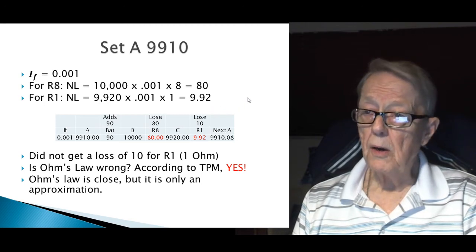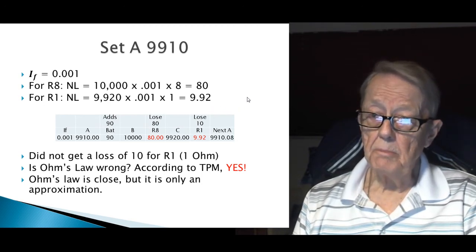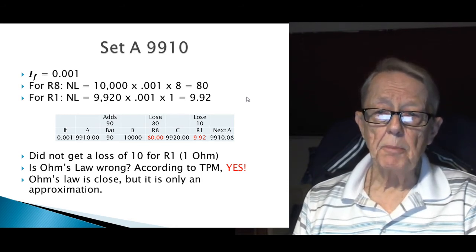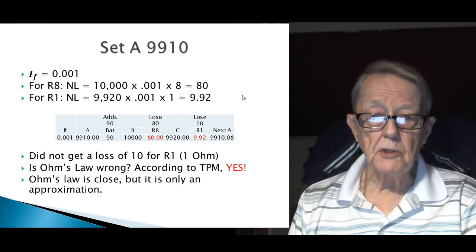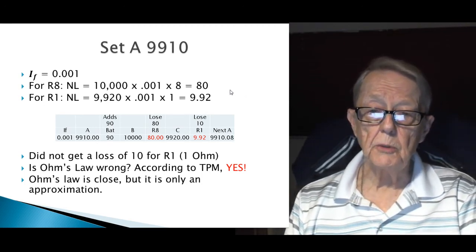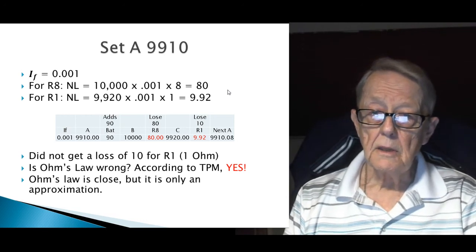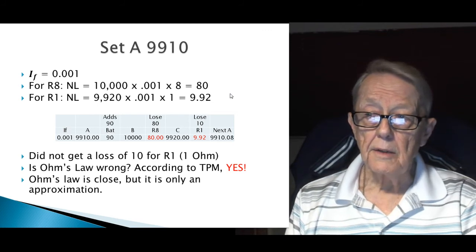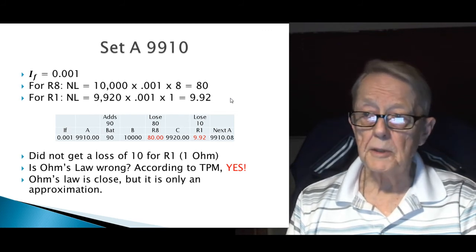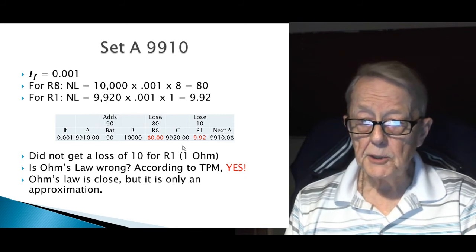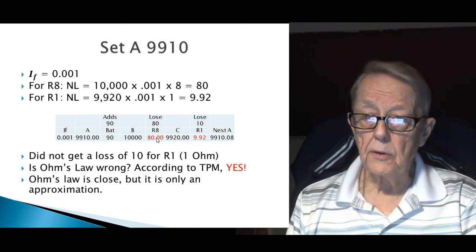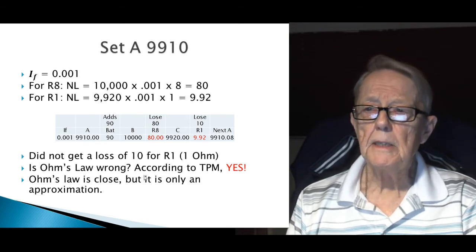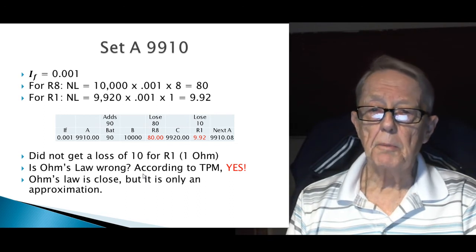Is Ohm's law wrong, according to the TPM? Yeah, I'm saying Ohm's law is an approximation. Just like Newton's law is an approximation when you assume G is a constant, and that the force is dependent on R squared. That's an approximation. Ohm's law is an approximation. This might be more to what's really happening. See, Ohm's law is close, but in my mind, it's only an approximation.